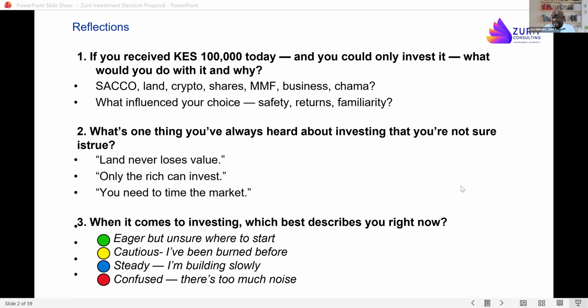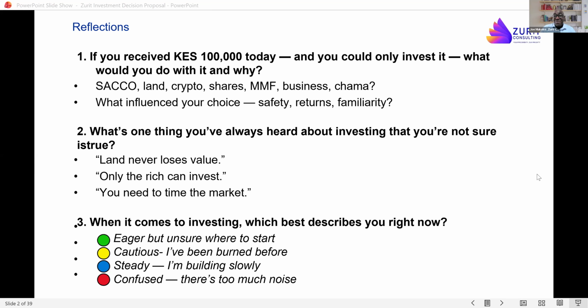Ladies and gentlemen, the reality is at any given time, we find ourselves in those four states. There are times we could be eager, cautious, steady, and confused. But at any given time when we have extra coins in our pocket, we are always trying to figure out, what do I do with it? Do I just keep it and let it earn 2%? Or do I put it somewhere else and it gives me my 12% or my 15%?